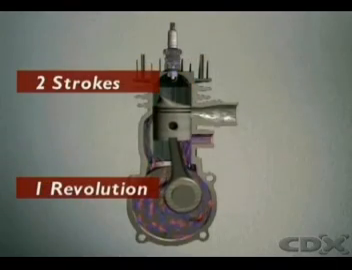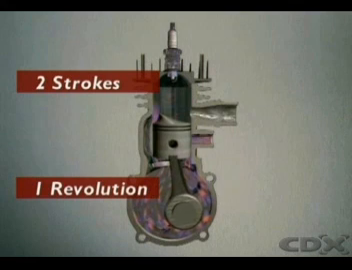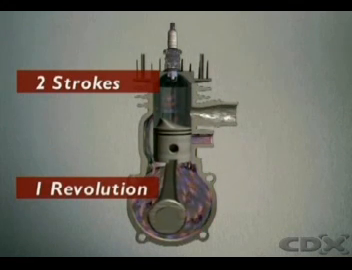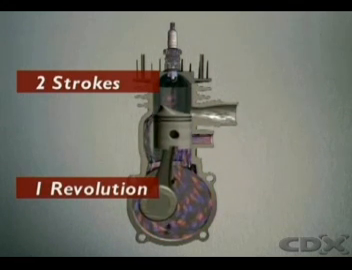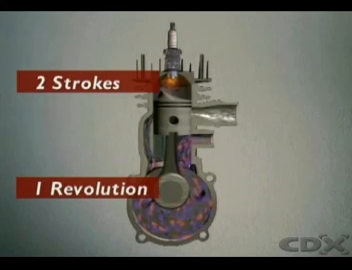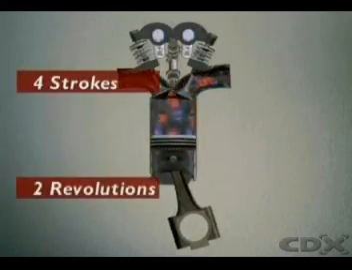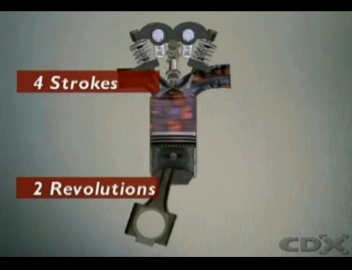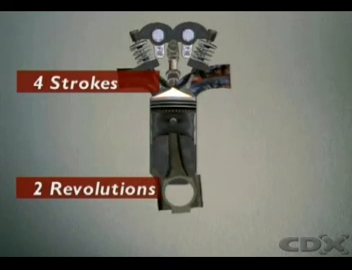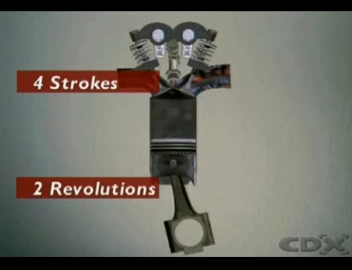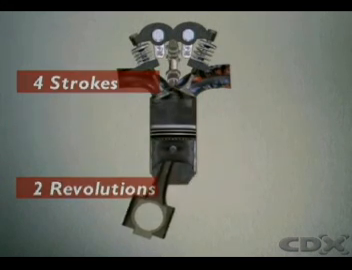The two-stroke engine makes only 2 strokes, one up and one down, for each time it fires. That's only 1 revolution of the crankshaft for each cycle. Compare this with a 4-stroke that needs 2 revolutions of the crankshaft for each engine cycle, and only 1 power stroke for each 4 engine strokes.